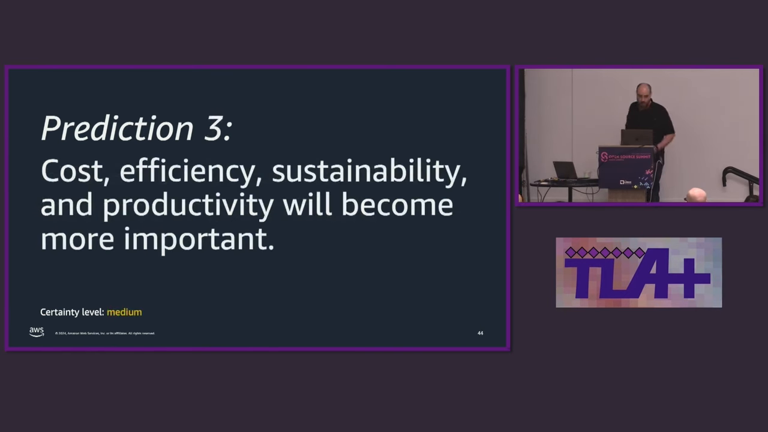Prediction three, cost, efficiency, sustainability, and productivity will continue to become more important. It's hard to argue with this one. Again, it is a very fundamental kind of economic feedback loop. We're never going to look at a system and say, wow, I wish that thing was more expensive. We're never going to look at a system and say, wow, I wish that thing involved pumping more and more carbon dioxide into the atmosphere. We're never going to look at an engineering team and say, wow, I wish those folks got less done.